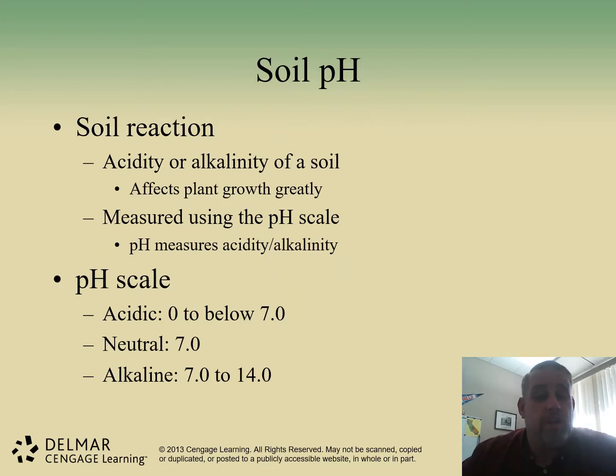So soil pH is basically the acidity or alkalinity of a soil, and this soil pH affects plant growth as well as plant nutrients. It is measured on the standard pH scale from 0 to 14, 0 being most acidic, 14 being most alkaline, and neutral being in the middle, directly at 7.